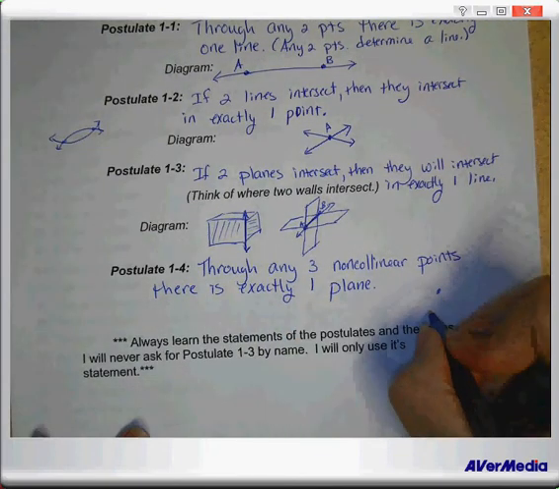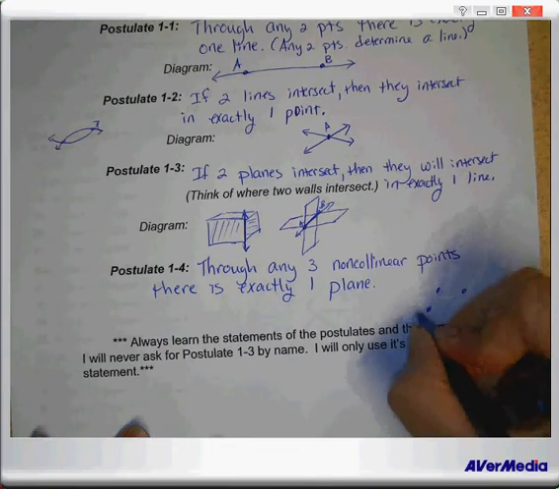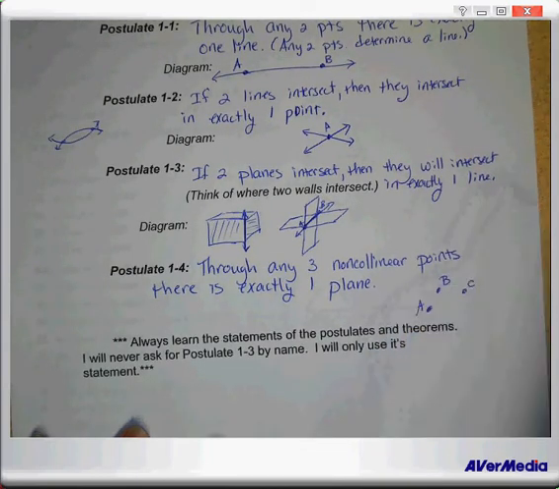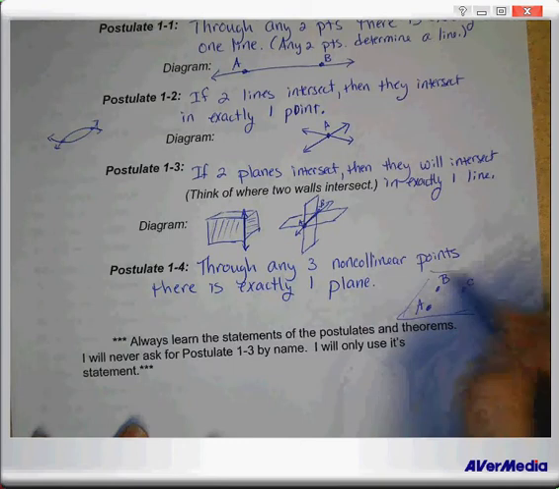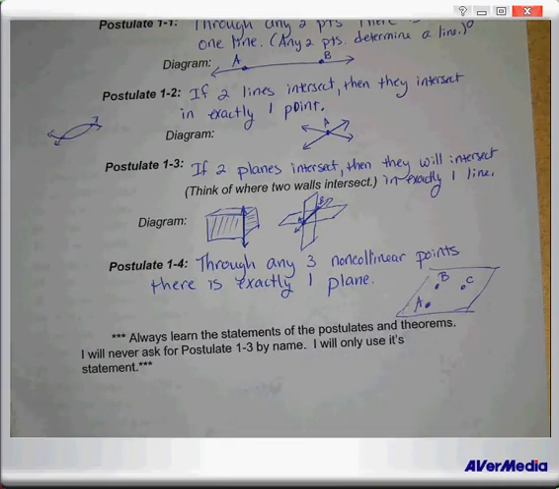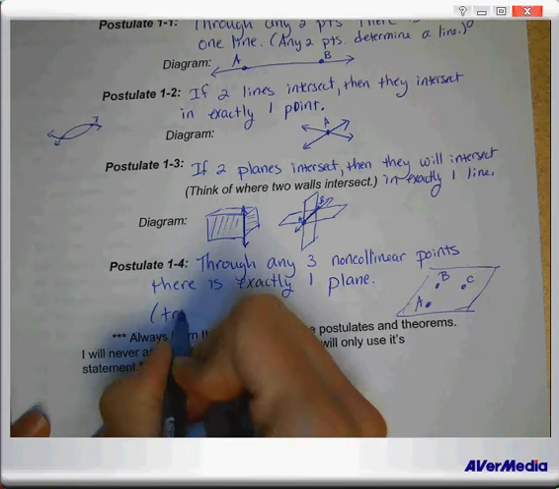If I have any three non-collinear points, I can make that triangle. Well, they lie in a plane. So think about how this would help us. An example would be a tripod.